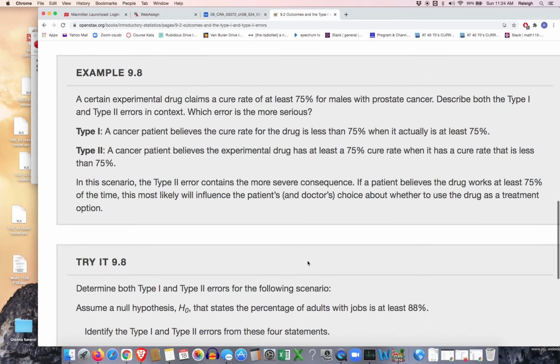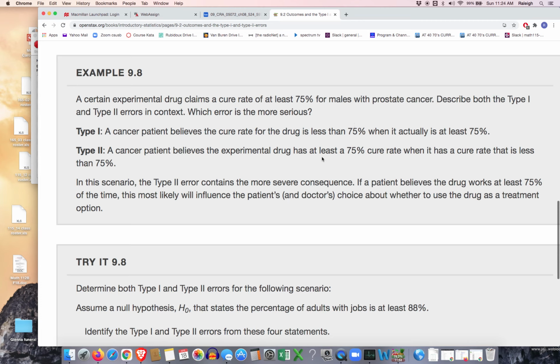How about 9.8? Here, an experimental drug claims a cure rate of at least 75% for males with prostate cancer. Describe the errors. Type 1, the cancer believes that it's really less than 75%, so we're throwing H0 out. So when it says at least, we just reverse it and go to less than 75, but it really is 75 or more. So we were falsely thinking that it's less than 75%, but it's not.